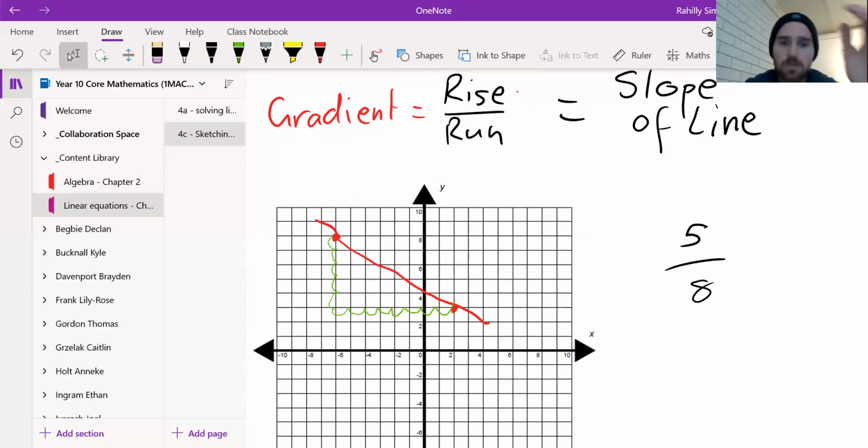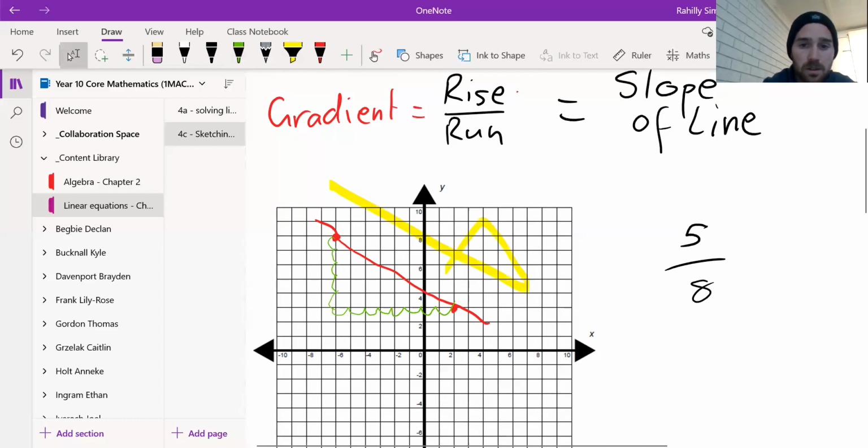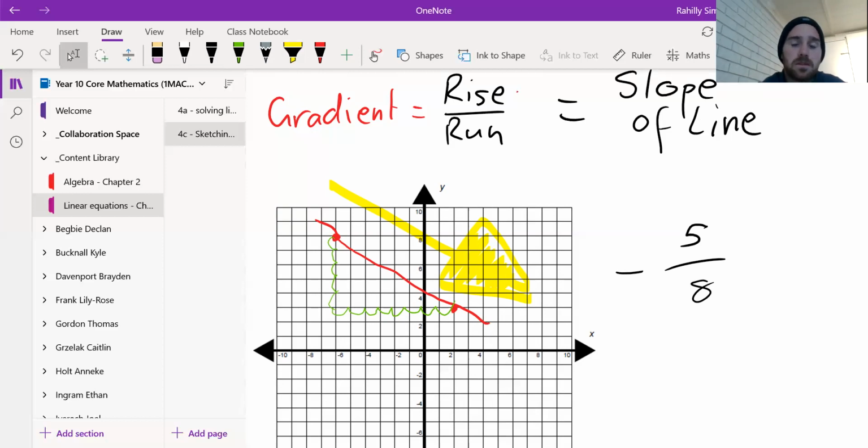One thing you need to know is if it is running left to right downwards like we've got here, see how this has gone left to right downwards? That means our gradient is negative. So it's just going to be negative 5 over 8. All you need to recognize is if it's left to right going down, it's negative. If it's left to right going up, it is positive. That is all I'm going to show you for our gradient at the moment. It is just a matter of working out our rise and our run.